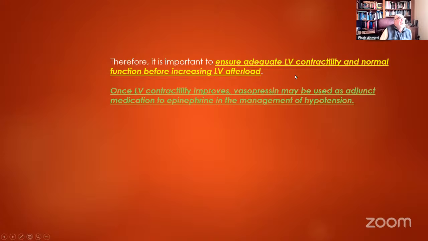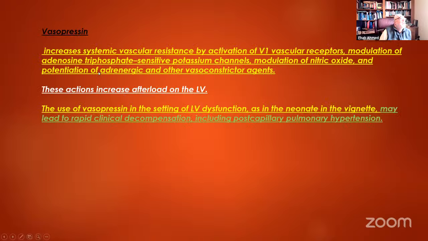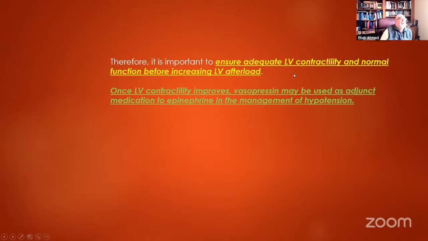Okay. It is important to ensure adequate left ventricular contractility and normal function before you go to the vasopressin. So it might be given later when you improve the heart contractility. Once this happens, you can give vasopressin.